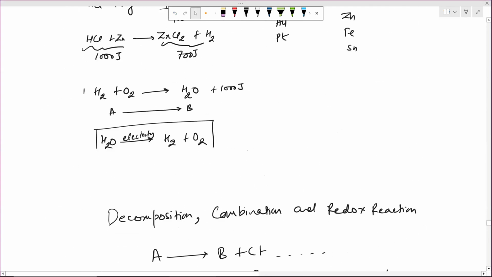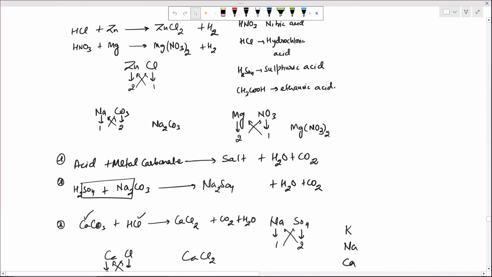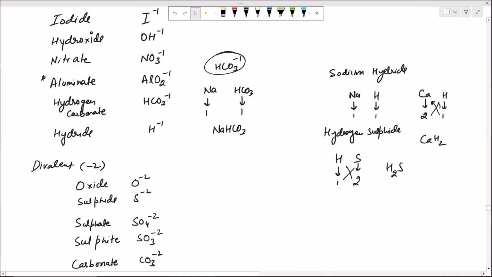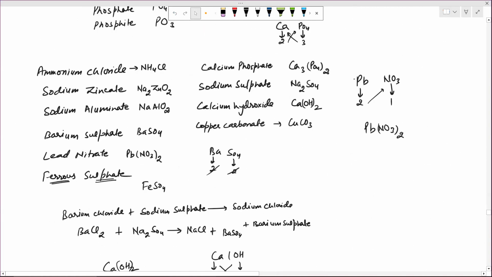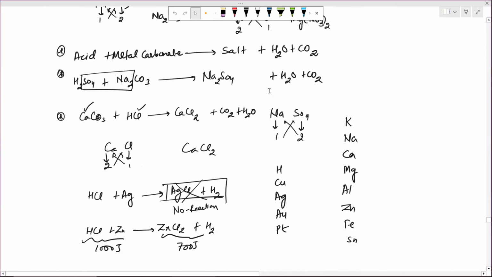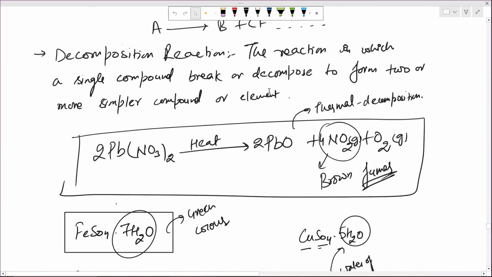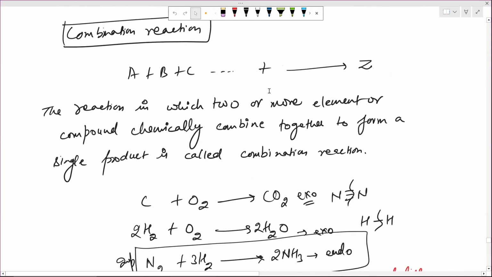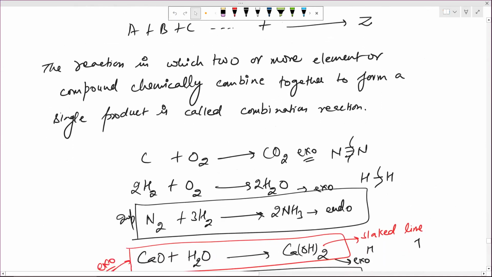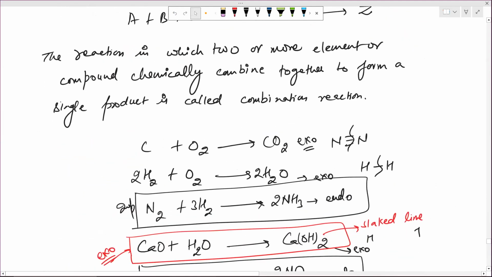That was oxidation only, the oxidation reactions. So we are discussing actually the redox reaction, indirectly we can say. What is redox reaction? Have you written the definition?